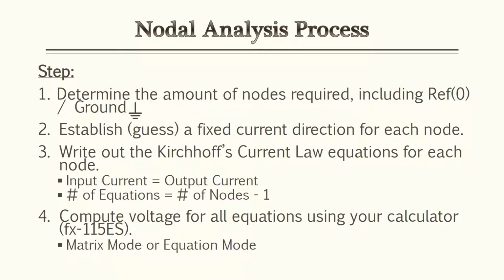So your input current must equal your output current. And this next part, the number of equations is equal to the number of nodes minus 1. So if you have 5 nodes, you're only going to need 4 equations. 3 nodes, 2 equations, and so on. And then you're going to compute the voltages for the equations using your calculator. And I'm going to show you using my Casio 115.